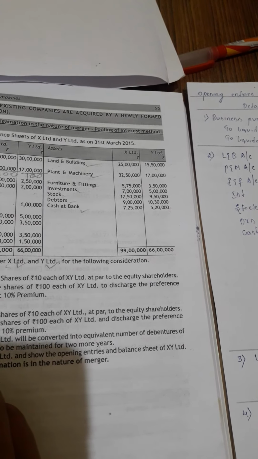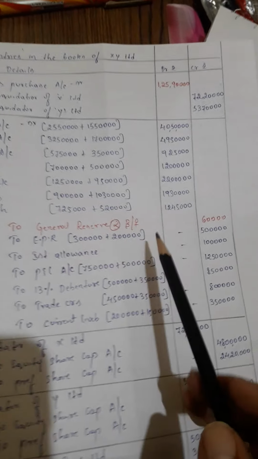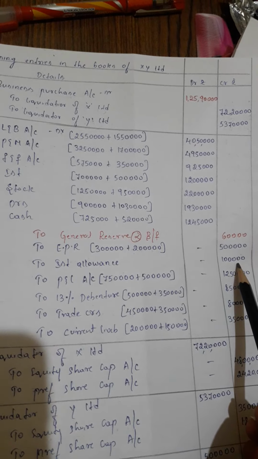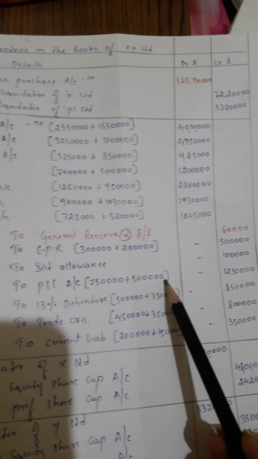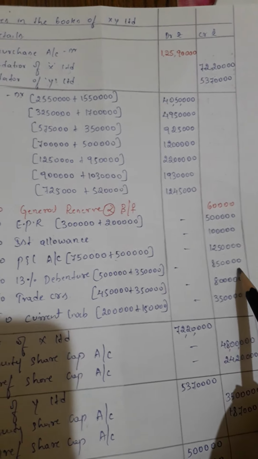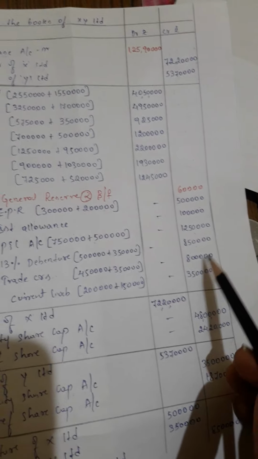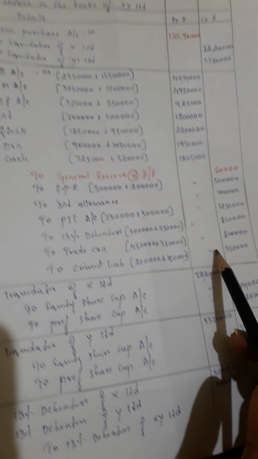Next they have given investment allowances. Investment allowances they have given only for Y Limited. Next, P&L account 7 lakh 50,000, 5 lakh, total 12 lakh 50,000. 13% debenture 5 lakh, 3 lakh 50,000, and total it will be 8 lakh 50,000. Trade creditors and current liabilities. We have finished all the liabilities we took except equity share capital and preference share capital.